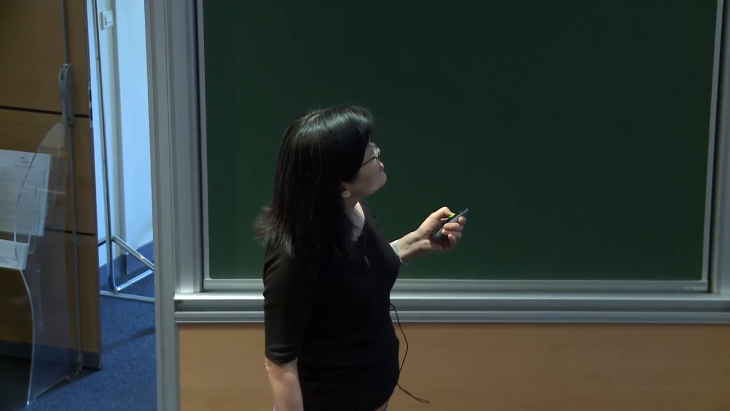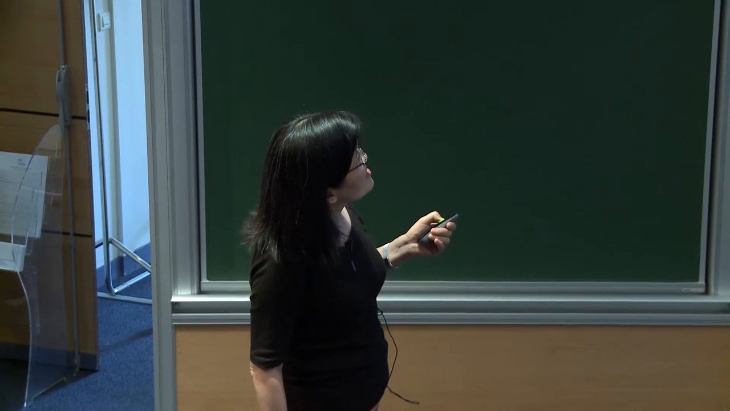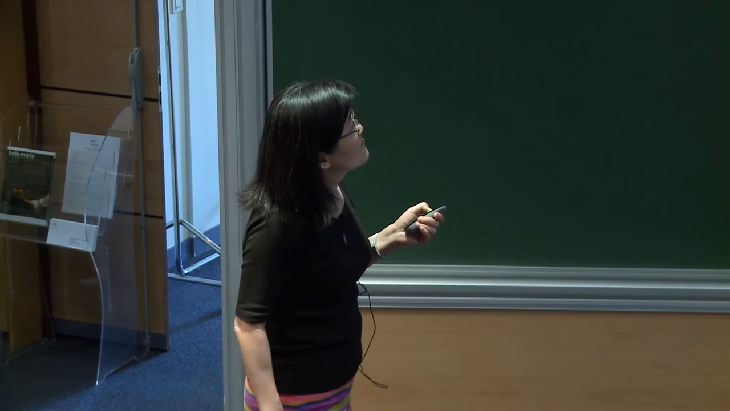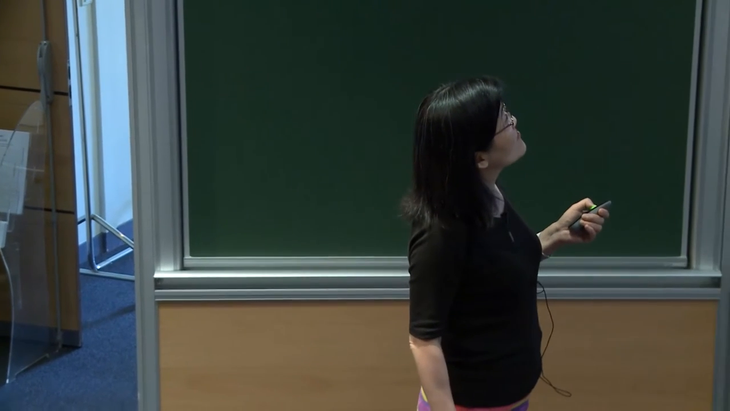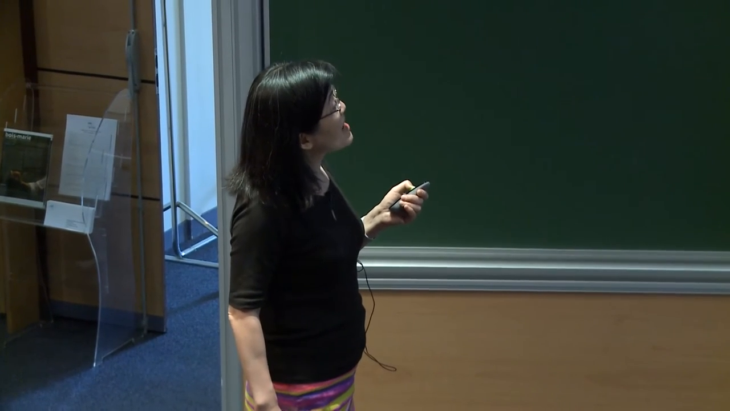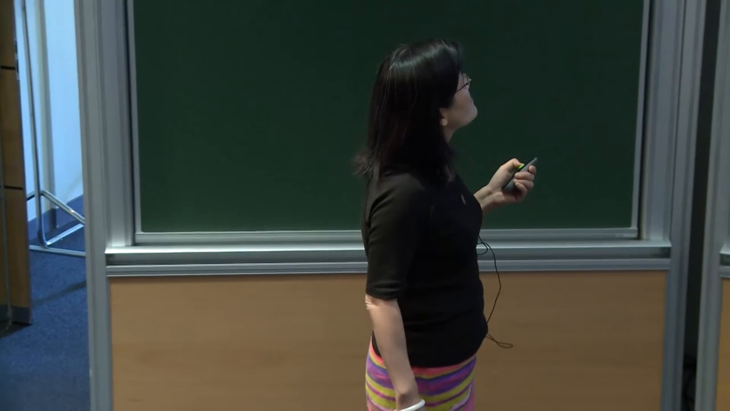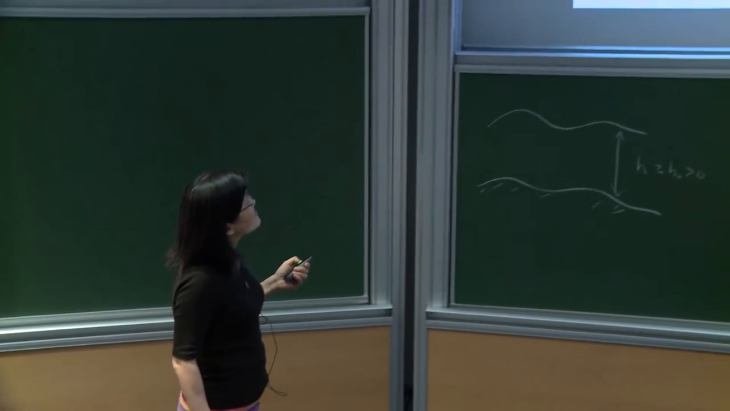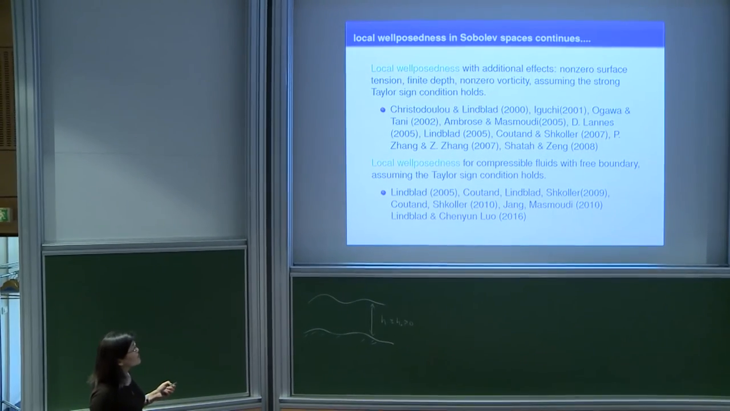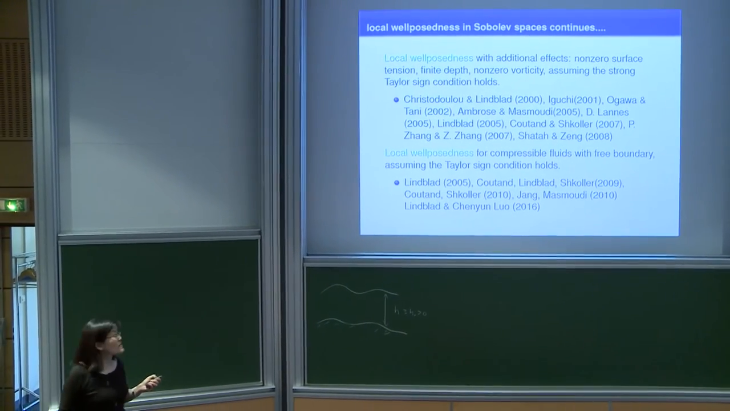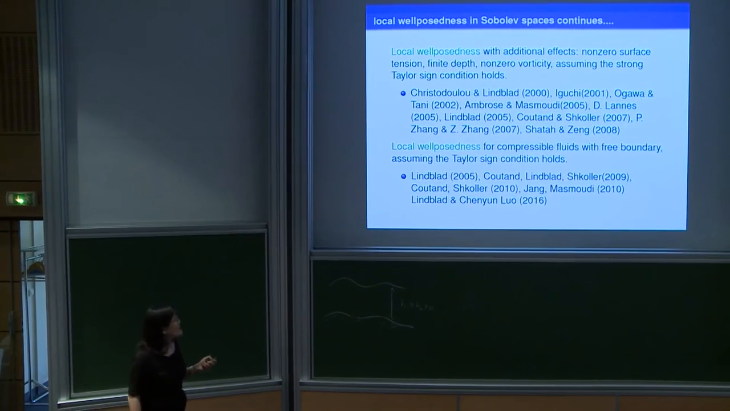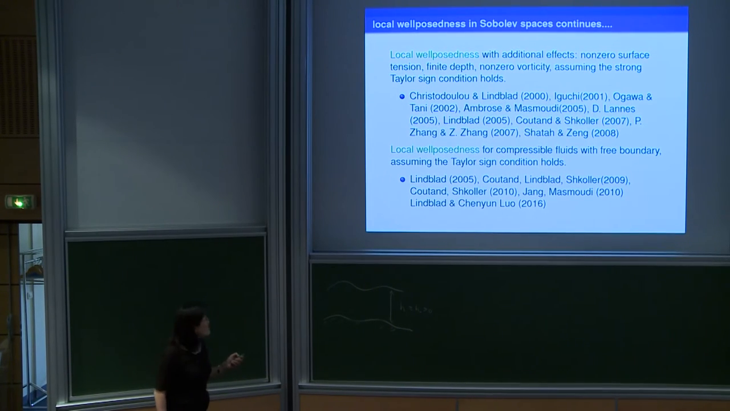So in Christodoulou-Lindblad, the energy estimate was obtained. For fluids with non-zero vorticity, and for example, Ambrose-Masmoudi gave the proof for non-zero surface tension, and David Lannes for finite depth, but importantly, it's in Euler coordinates. And we have more work. Okay, so in the general setting, and more recently, we also see compressible fluid with free boundary, right? So yesterday we just saw the work, the proof of Hans and his student Chen Yunluo.